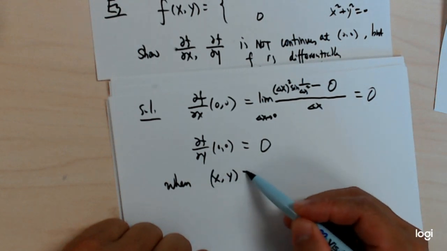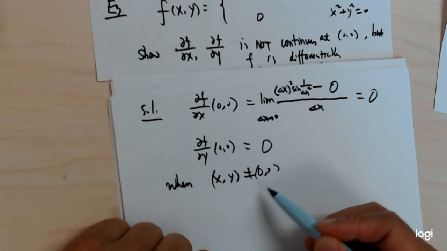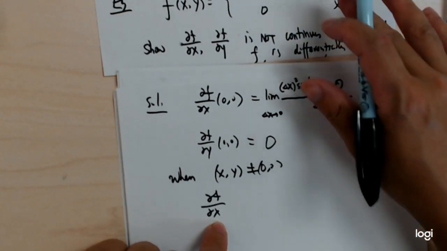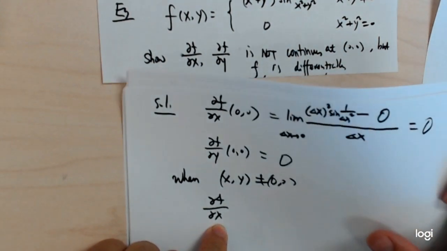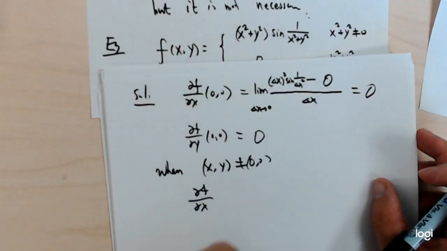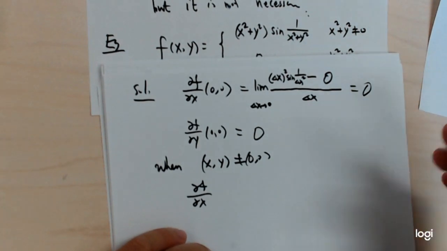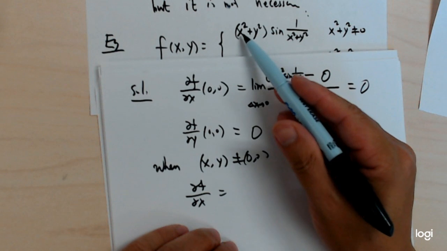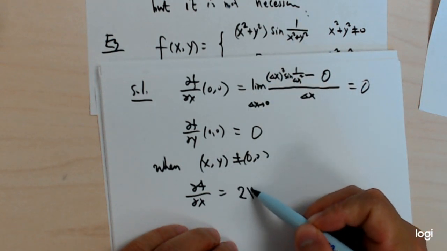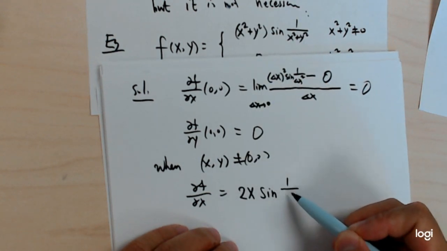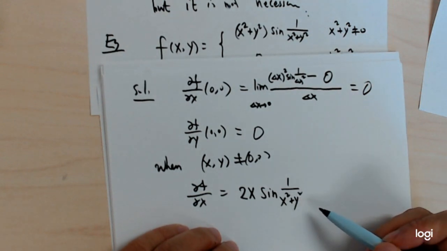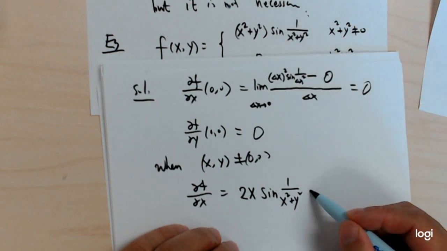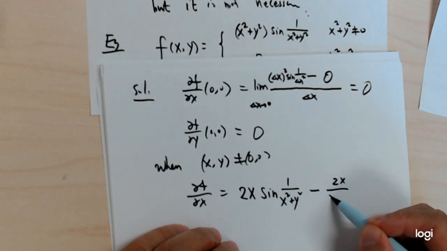When x and y are not at the origin, to calculate the partial derivative with respect to x, I will simply use this formula here and apply the product rule. So doing the partial derivative with respect to x, differentiate x squared, I get a 2x, and I leave this alone. Followed by leaving this term alone and differentiating this by a quick chain rule, okay? So minus, and I want you guys to verify this by yourself.